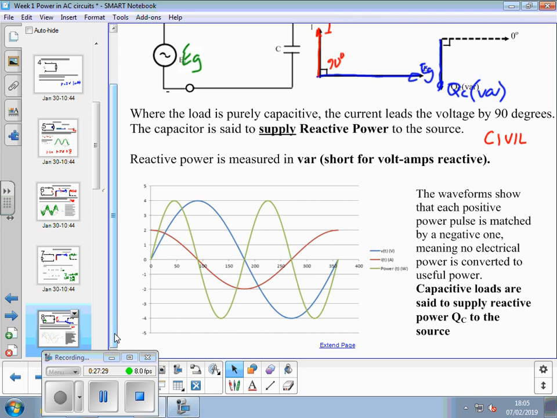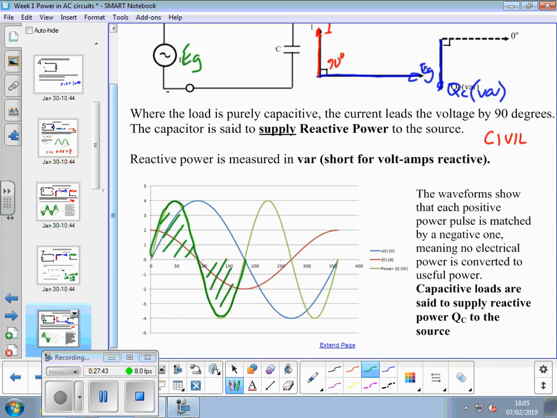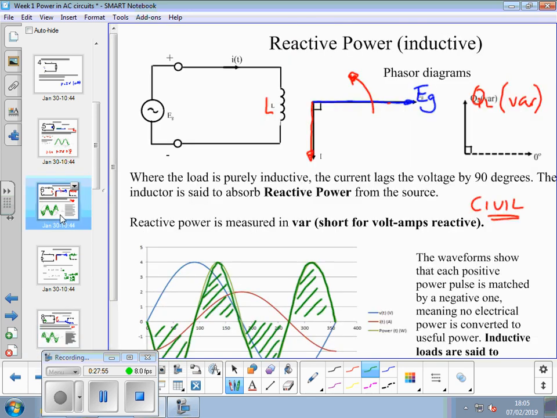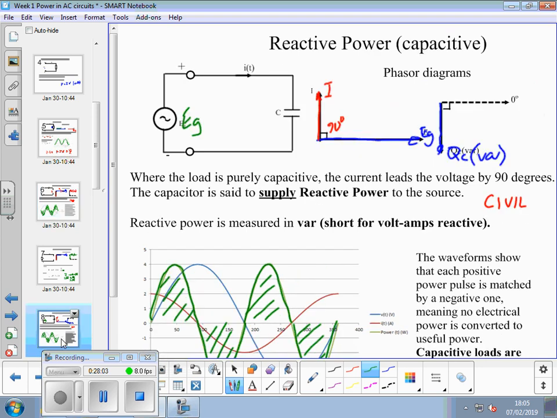If we graph the two waveforms and multiply them together, we get a power pulse above the line, followed by one the same size below, and then another one above the line, and another one below. If you compare them with this one, they're the opposite way round. Where it was above the line here, that's below the line in that one. So they work opposite to each other.